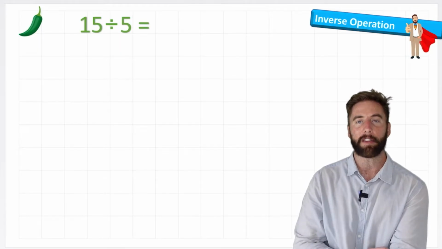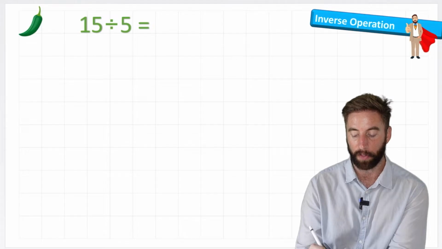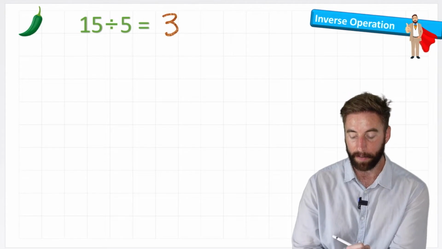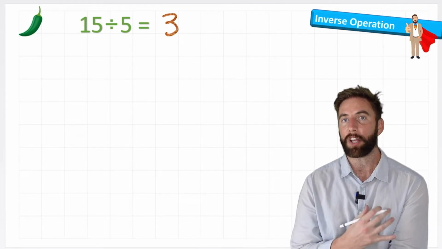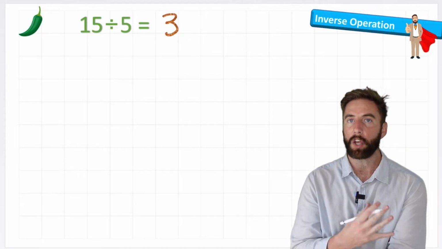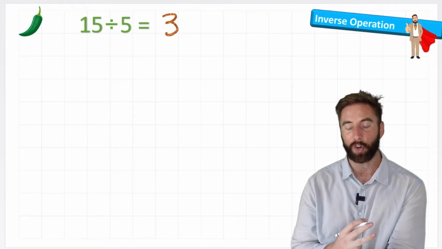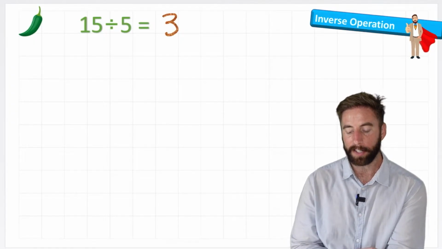So we have 15 divided by 5. So we know that if we have 15 divided by 5, we're going to get an answer of 3. There are 3 5's in 15. So what does inverse mean? Inverse essentially means the opposite. So division is the opposite of multiplication. So we can use these same numbers to create another number sentence, which is multiplication. So let's see how we can do that.